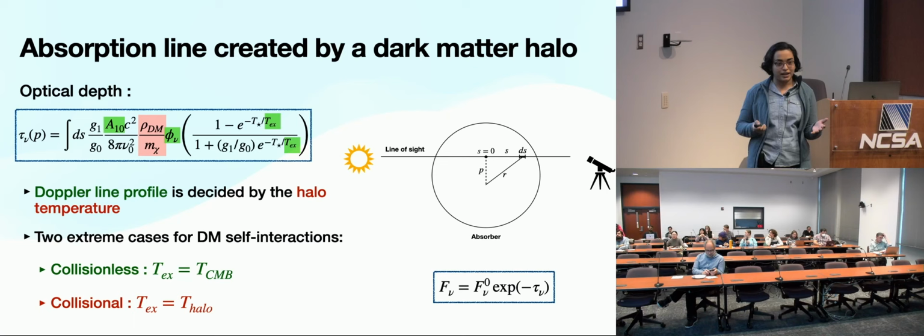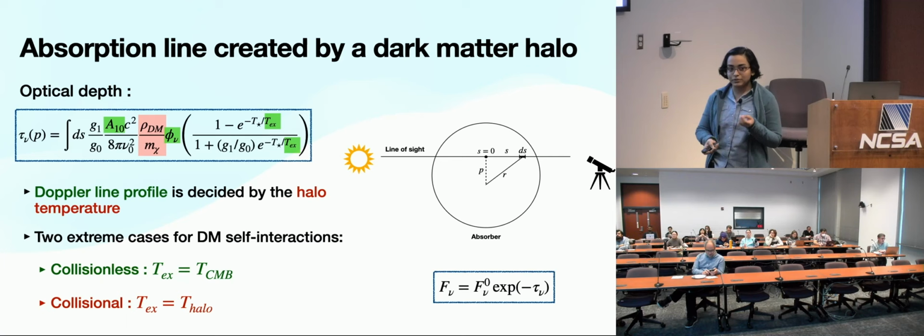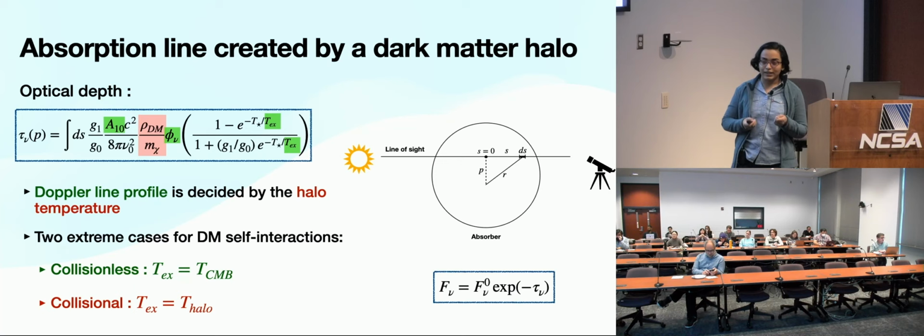Like I discussed, there are two processes. One is through absorption or emission of a photon that can change the two states of dark matter. So we first consider that is the dominant process and put excitation temperature equal to CMB temperature. The second is the collisional case, where we assume that dark matter collisions are strong, and that brings the excitation temperature in equilibrium with the dark matter halo temperature. Right.